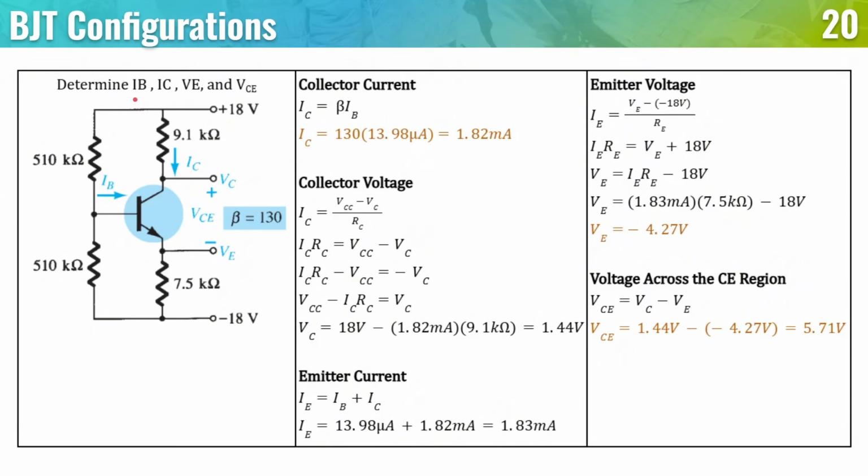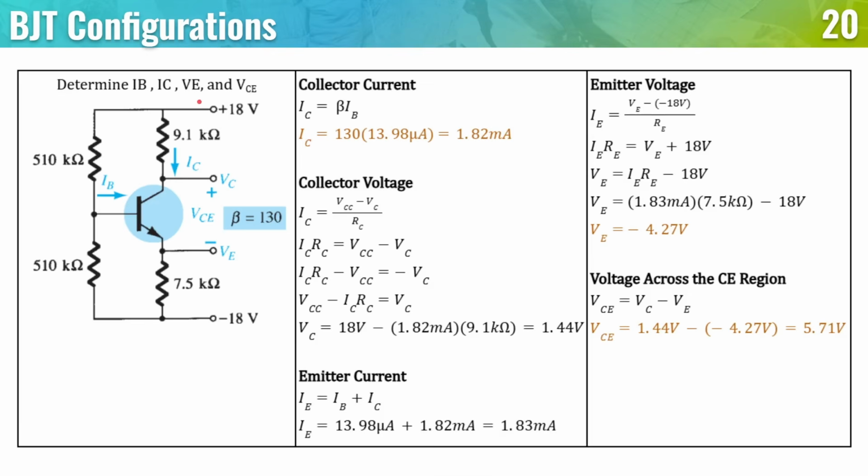Once you've solved for IB, and generally IB is the key to solving most of the things because of beta, so solving the currents, IC is equal to beta IB. It's 130 times what we solved in the previous slide, which is equal to 1.82 milliamperes.